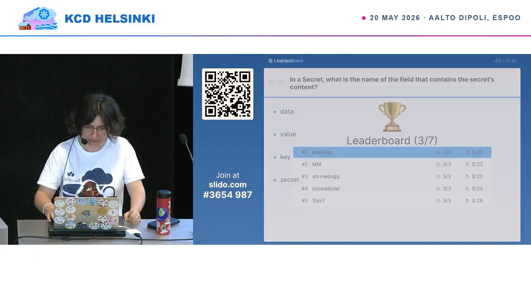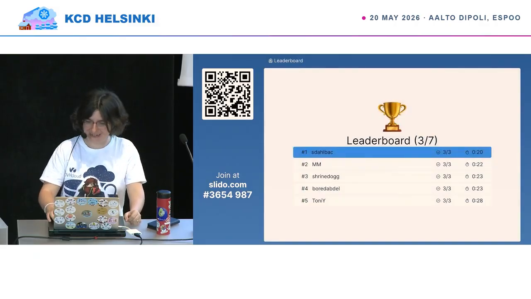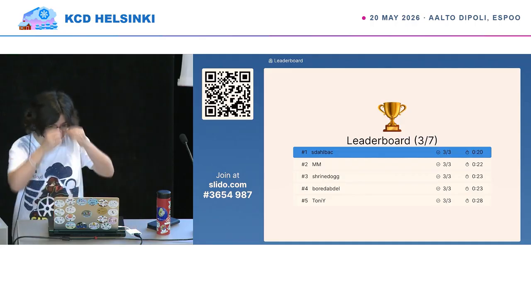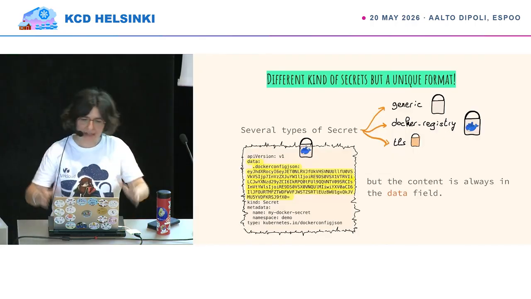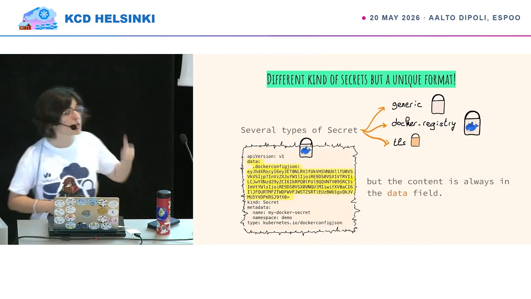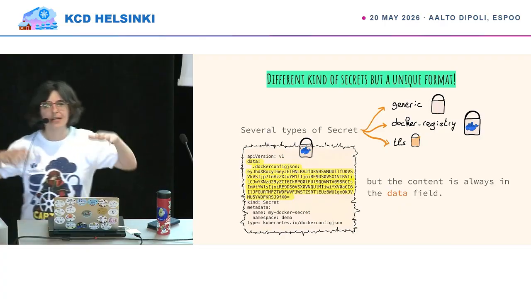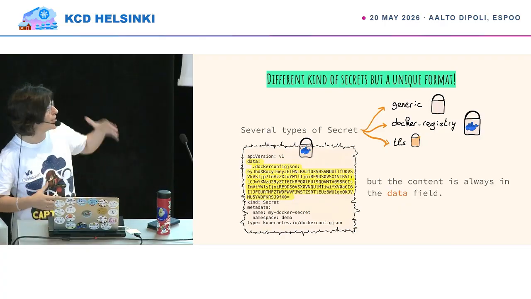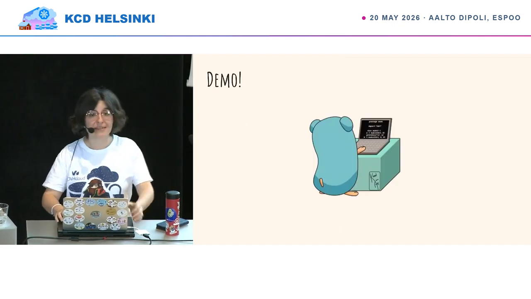Yeah, you are fast. It's good. So, several types of secret exist: generic, Docker registry, and TLS. But no matter the type of the secret, the content is always in the data field. And we'll see it in a demo.